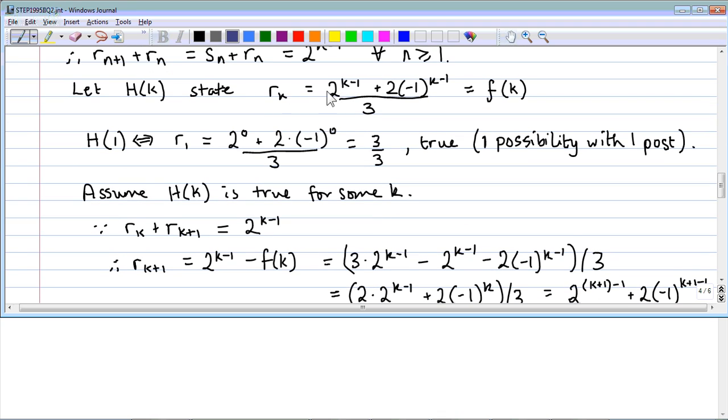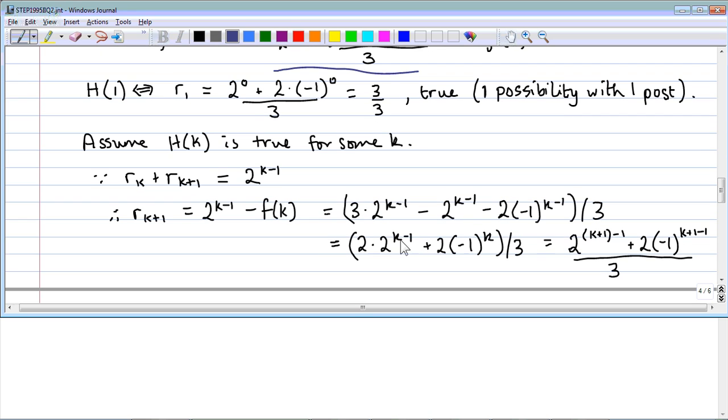If we look at rk here, look at this formula again, 2 to the k minus 1, blah blah blah. So we need to replace this with k plus 1, so we're going to get 2 to the k. This power will change to k, and this power will also change to k. So I need 2 to the k plus 2 minus 1 to the k somehow. So how do I get that?